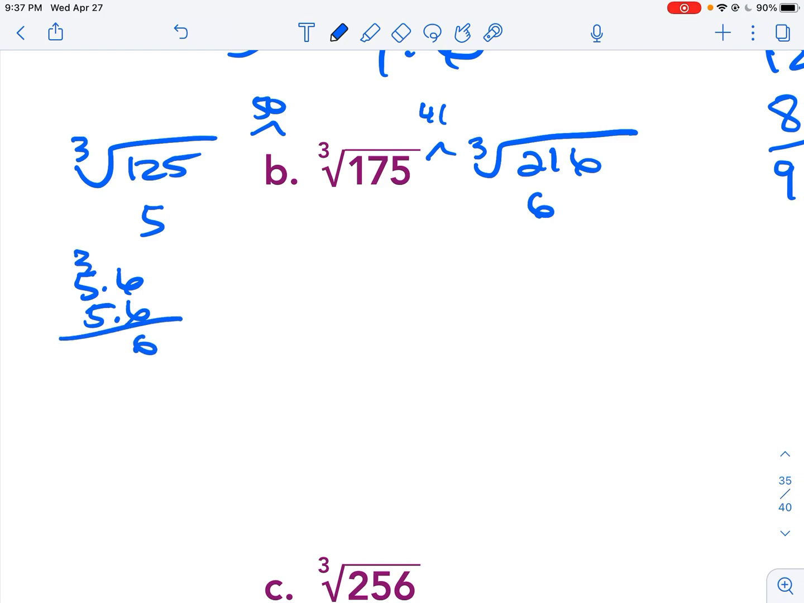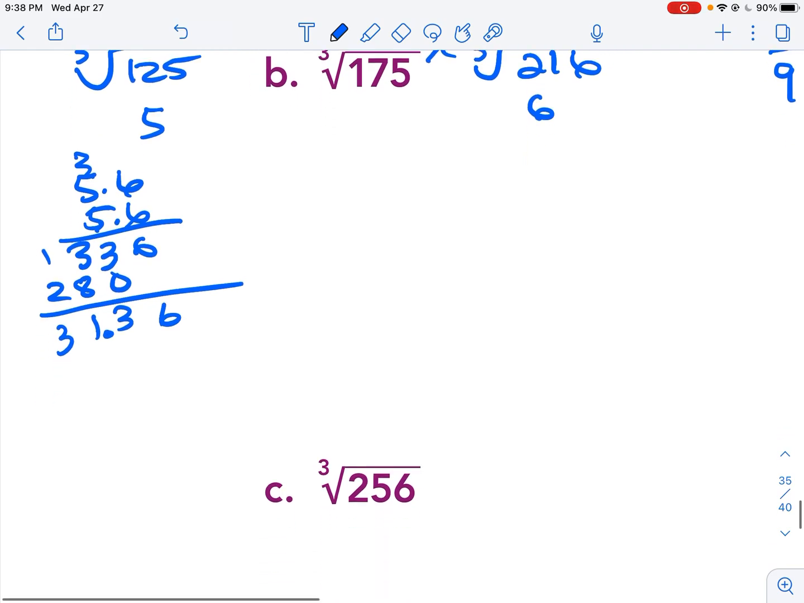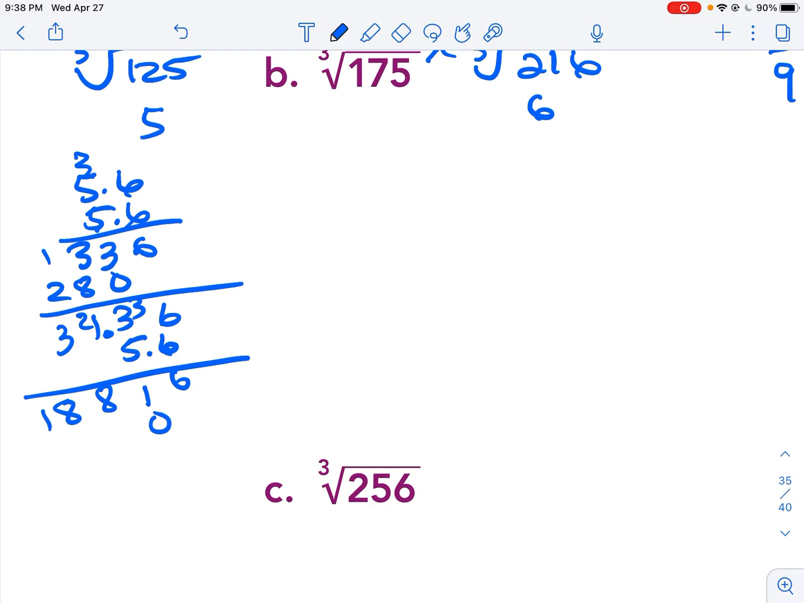Do 5.6. 36, 33, 30, 25, 28. Two decimal spots. 5.6, 36, 18, 21, 6, 7, 8, 18. That's going to get me 30. That's 15 plus 3 is 18. That's 5 plus 1 and 15.